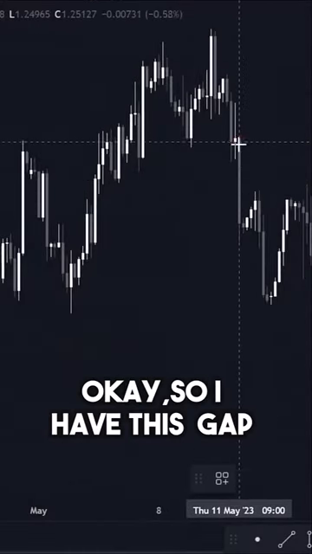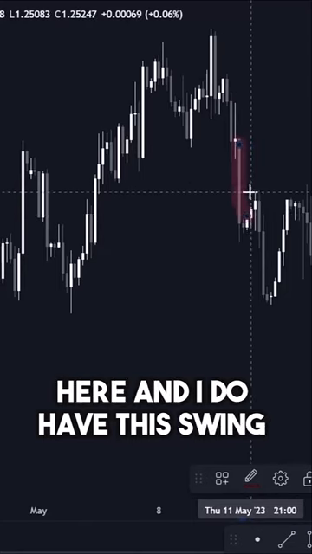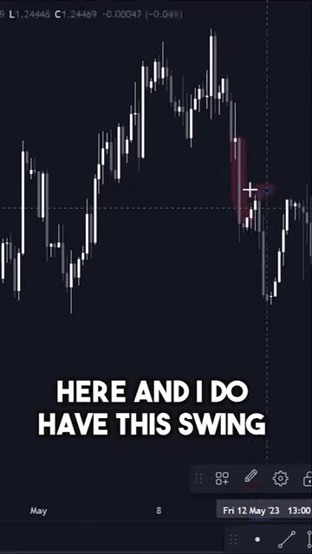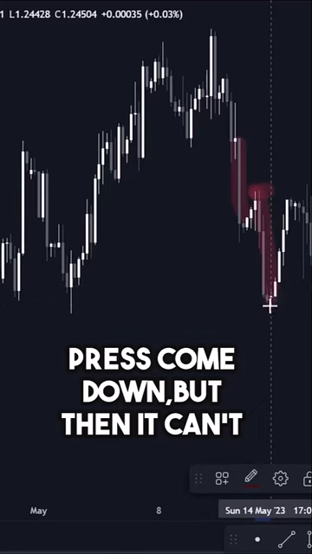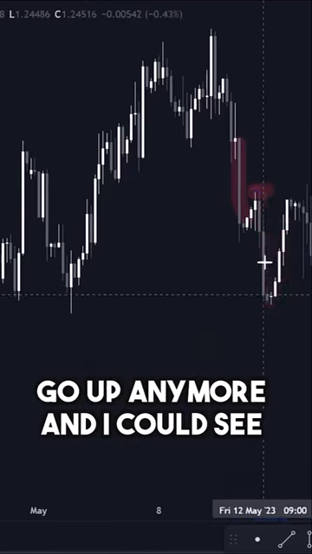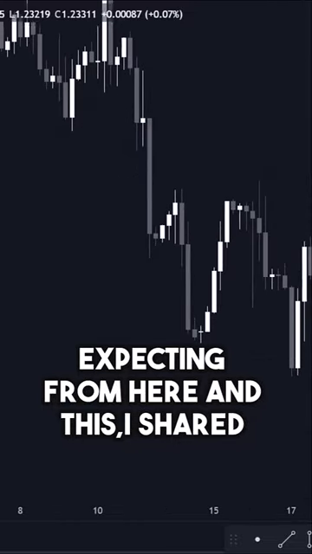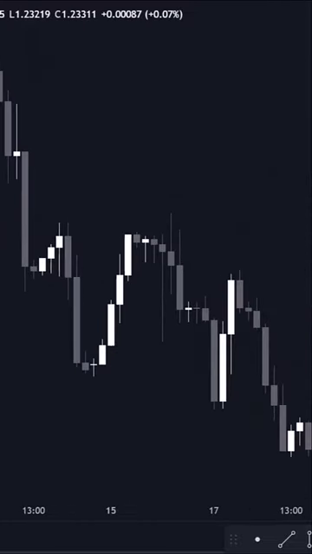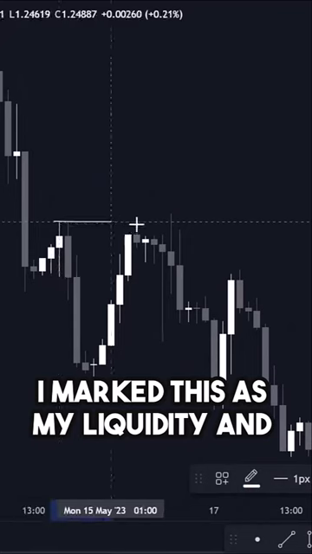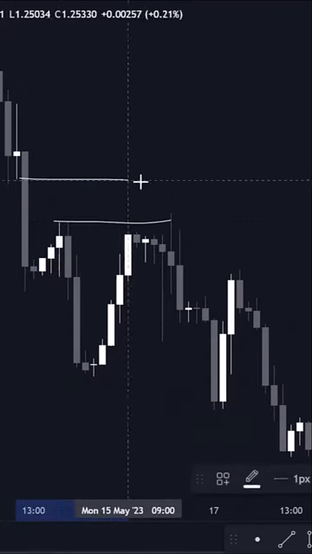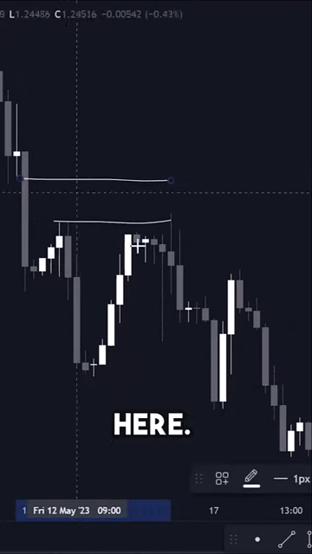So I have this fair value gap here, and I do have this swing high here. Price came down, but then it can't go up anymore, and I could see the weakness happening here. What I was expecting from here, and I shared this everywhere, I marked this as my liquidity, and this is the unfilled fair value gap here.